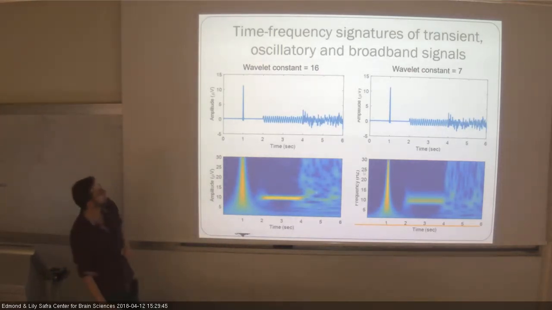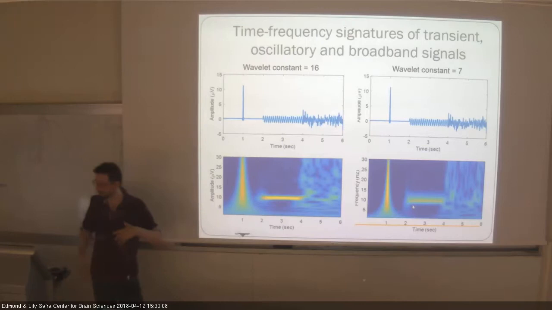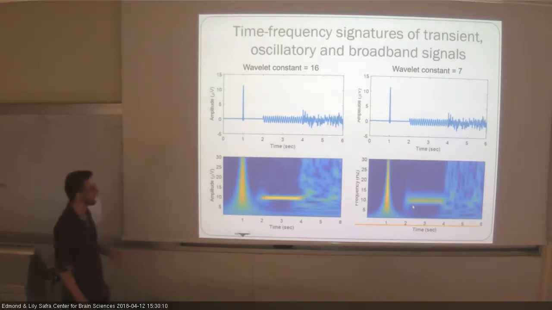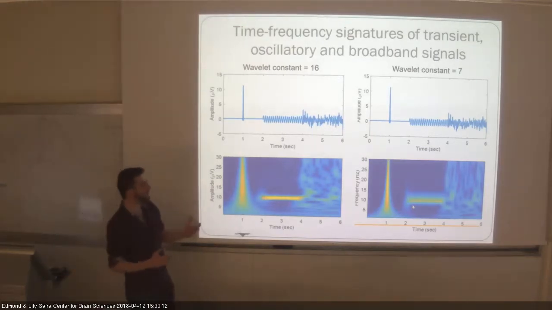So these are two time-frequency representations of the same signal. But here the wavelet constant is lower, meaning we have better temporal resolution. So you can see the spike here is sharper, okay? But we lost some of the frequency resolution, which is easy to see here, okay? Again, this is the same signal, and it just demonstrates this.